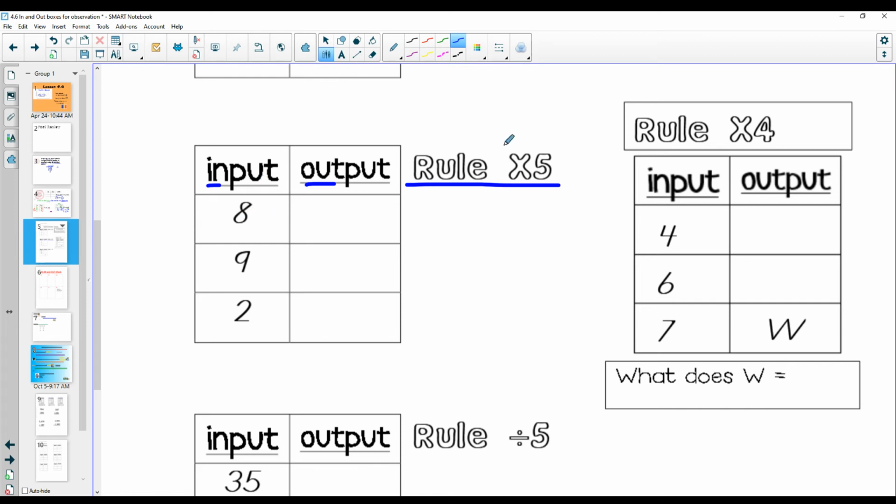We're going to count by 5s 8 times. Ready? 5, 10, 15, 20, 25, 30, 35, 40. Pause the video here, see if you can get 9 times 5. If you said 45, you got it right, because here we counted by fives 8 times. We just needed to go one more time when we were doing times 9. 2 times 5. Count by fives 2 times. You should have gotten 10.